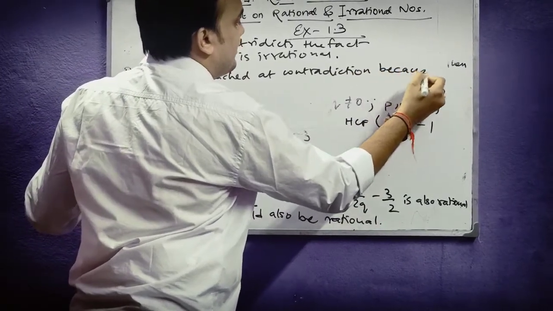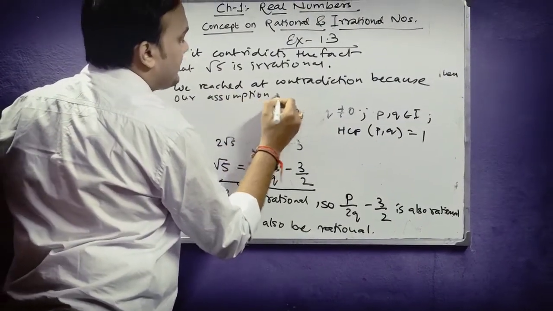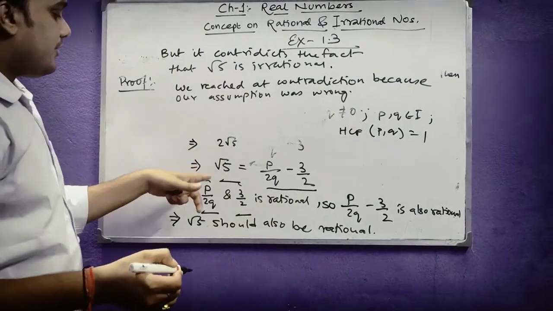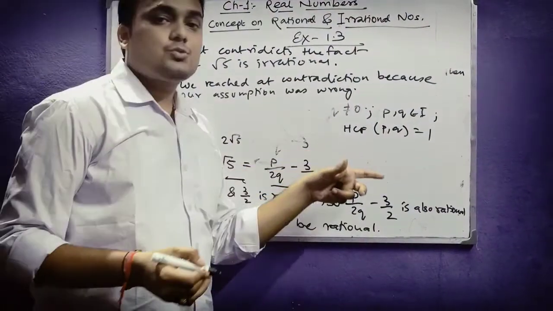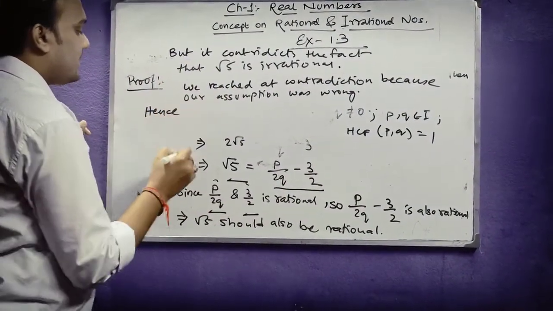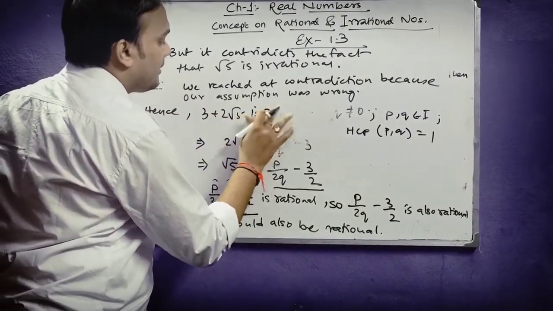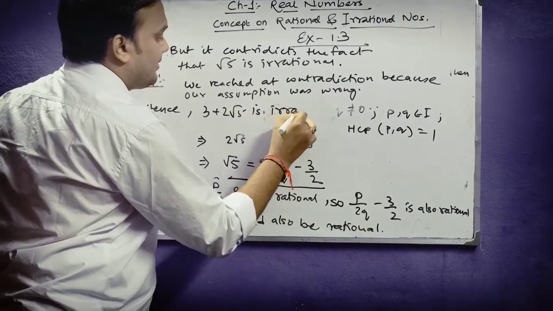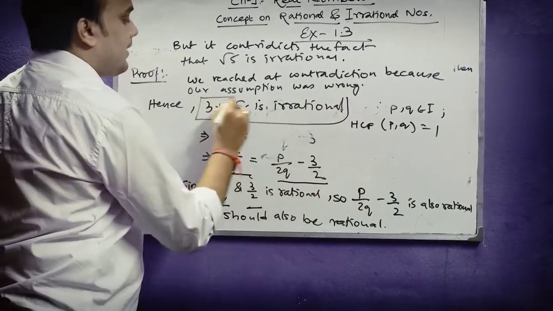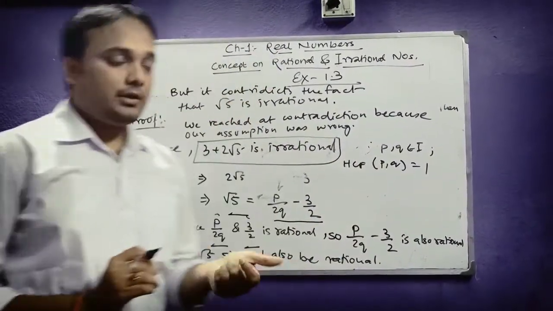Because our assumption was wrong. And what was our assumption? Our assumption was that 3 plus 2 root 5 is rational. Hence we can conclude finally, after the contradiction, that 3 plus 2 root 5 is irrational. So we can finally conclude that 3 plus 2 root 5 is actually not rational, it is irrational.